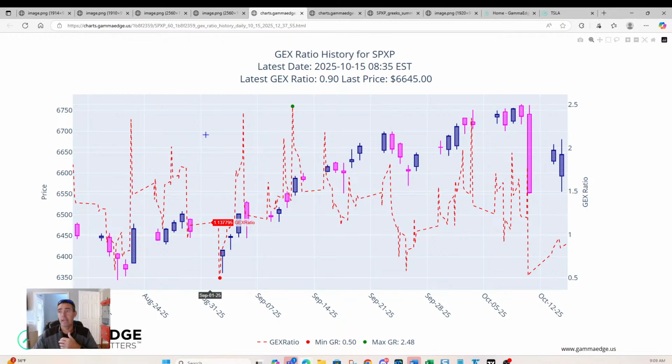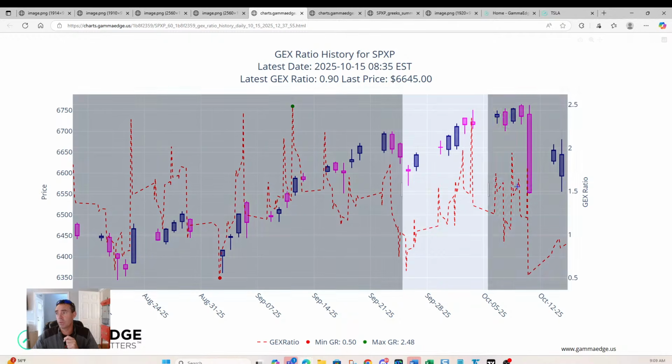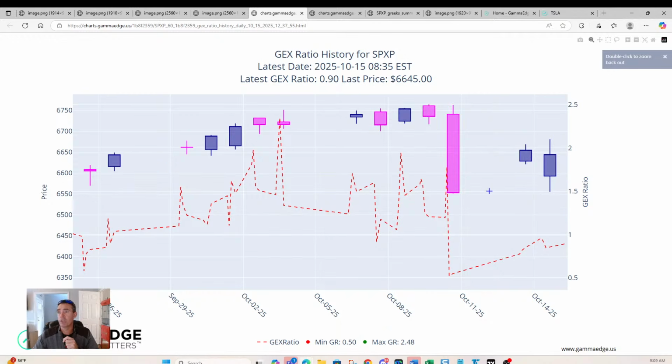All right, let's move on to the GEX ratio, XPSP GEX ratio. Basically, this is like a put call ratio, but the ratio is the short dated call gamma versus the short dated put gamma. As always, all of our charts here at Gamma Edge are interactive.